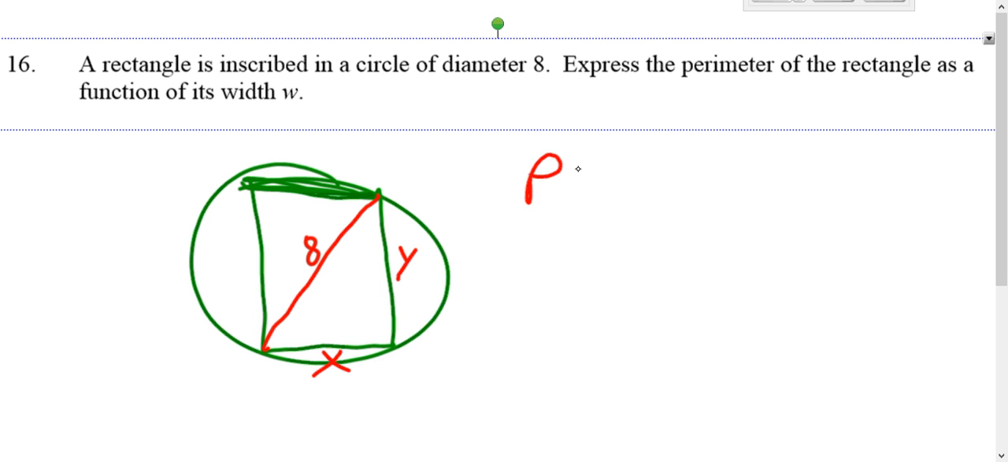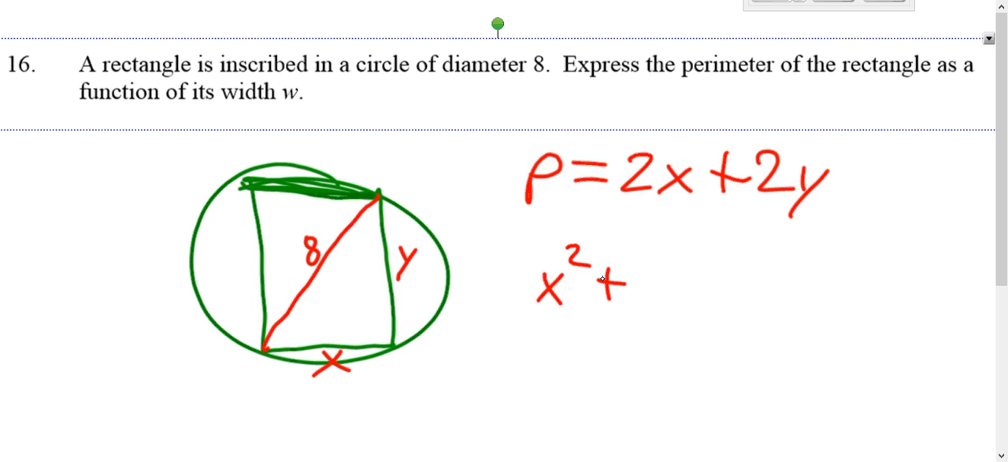So the perimeter of the rectangle will be 2x's plus 2y's. That's all the way around the rectangle. Then we need a formula that uses the 8 with x and y. Since that created a right triangle, we can do Pythagorean theorem, which is a squared plus b squared equals c squared, or in this case, x squared plus y squared equals 8 squared, which is 64.